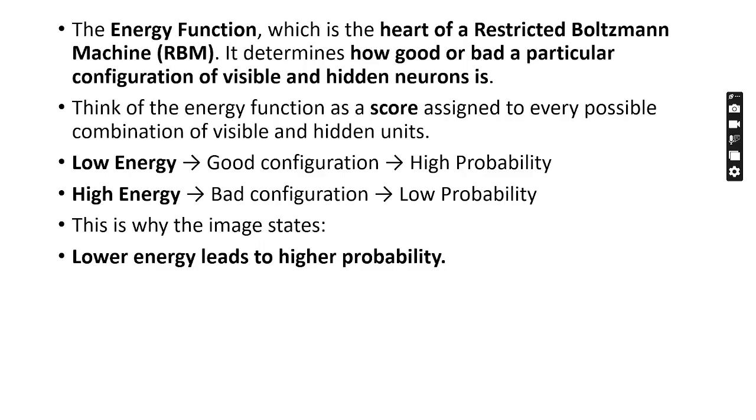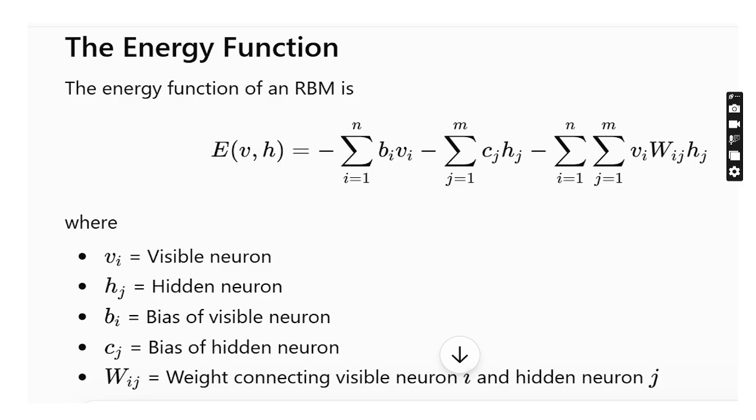So this is called the heart of the restricted Boltzmann machine. It determines how good or bad a particular configuration of visible and hidden neurons is. Think of the energy function as a score assigned to every possible combination of visible and hidden units. Lower energy is a good configuration that gives high probability. Higher energy is a bad configuration that gives low probability. This is why lower energy leads to higher probability.